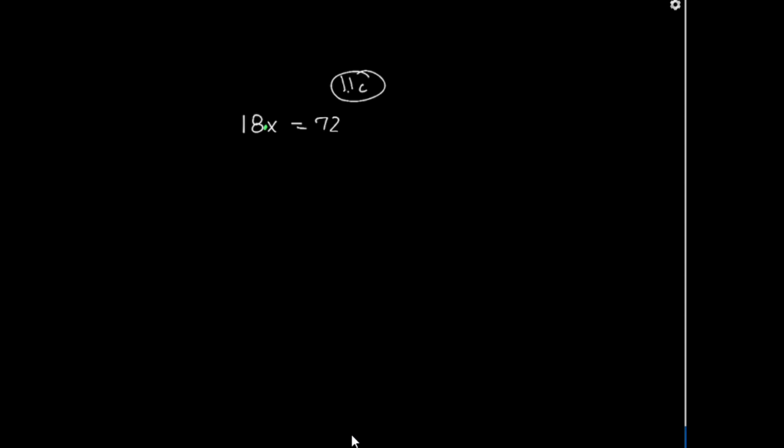So the opposite of multiplication is division. So we want to solve this by dividing both sides of the equation by 18. And that does give us a whole number, and it gives us that x is equal to 4.